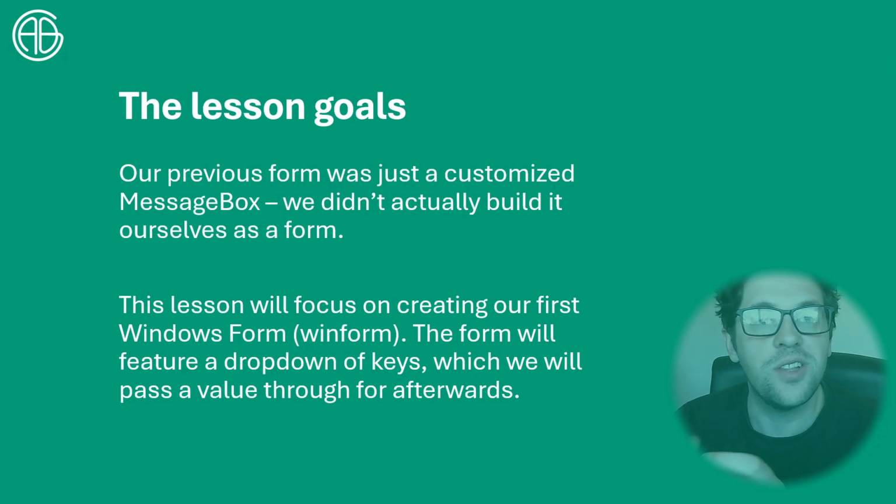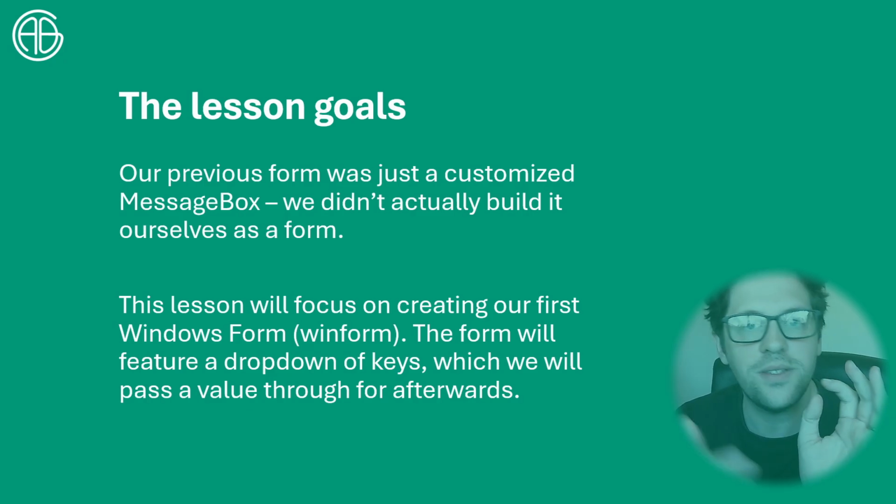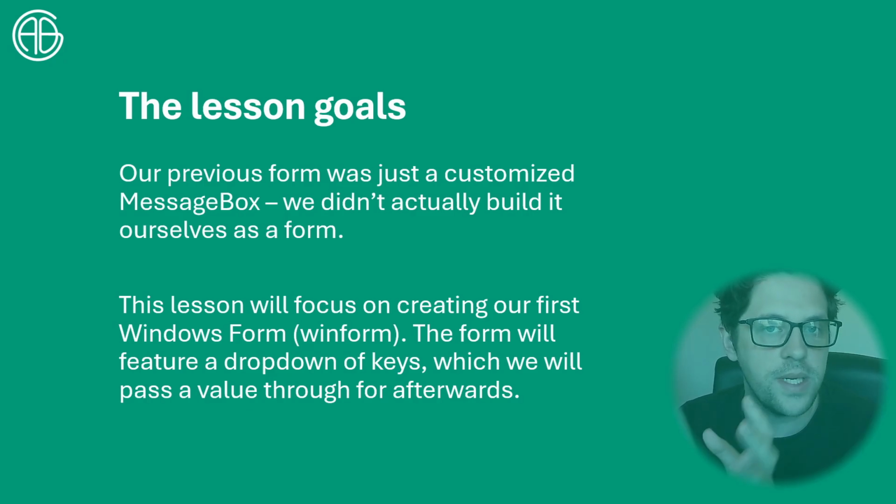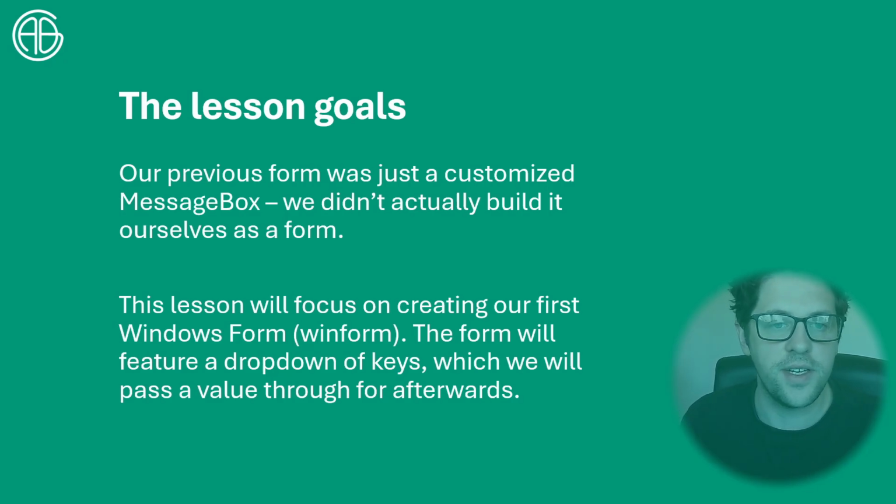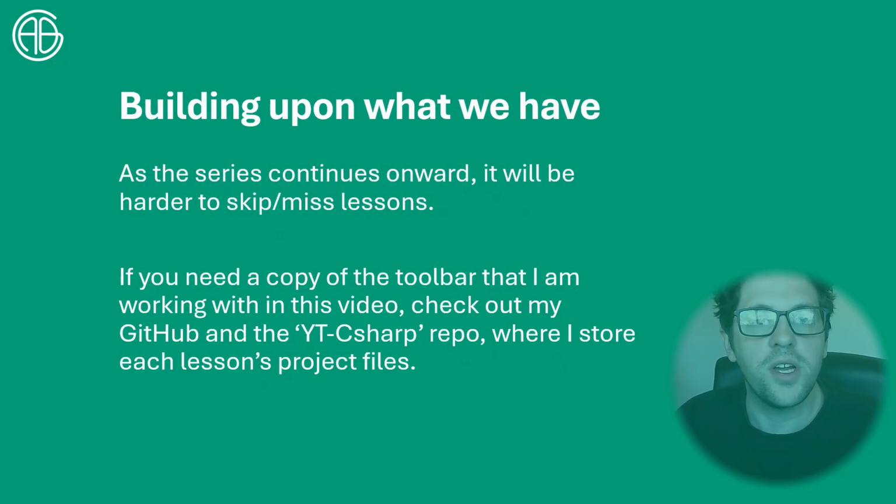In this case, we're going to be constructing a form using the Windows form system. So we're going to be building a form that passes through a set of keys to a list, and we can pick from that list one object and then pass the value that that key represents on the other side. So I'll be building on what we already have.